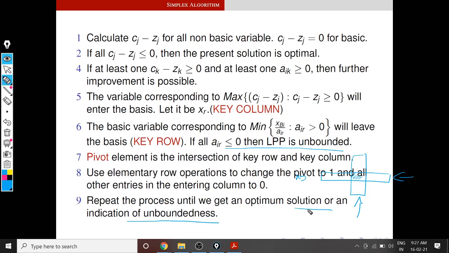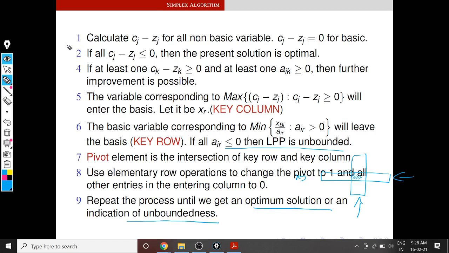Either there is an optimum, otherwise we will get an unbounded solution. That means there is no maximum or no minimum, like that. Okay, this is the algorithm. We will see all these steps through some examples.